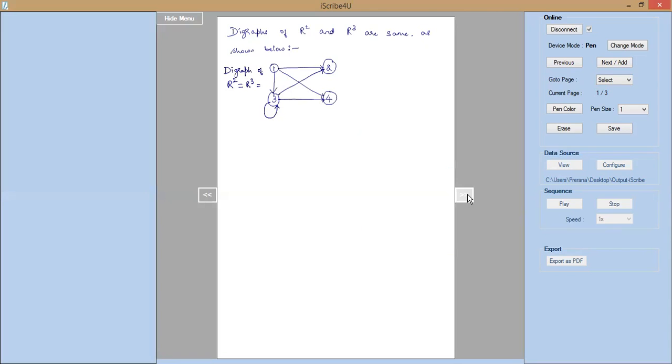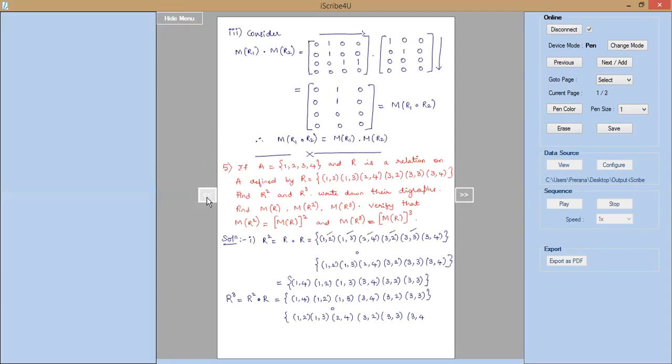Digraph of R square as well as of R cube. So the next part, the second part of the problem, is that finally we have to find out matrix of R, matrix of R square, and matrix of R cube, and verify the properties along with this. Okay, so let us find matrix R square and matrix R cube.